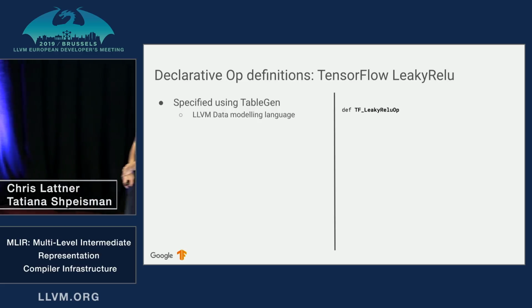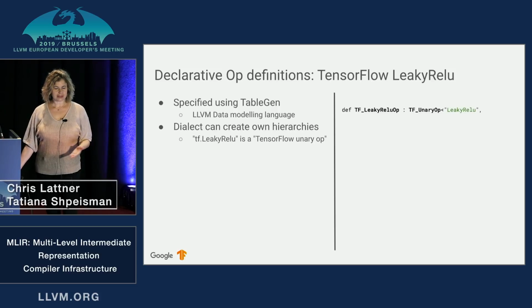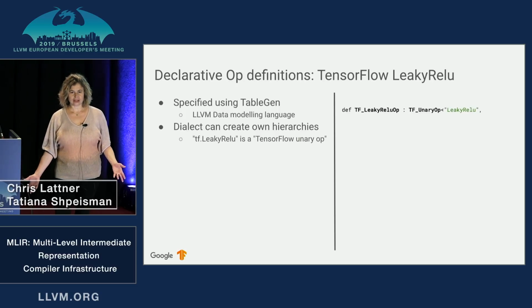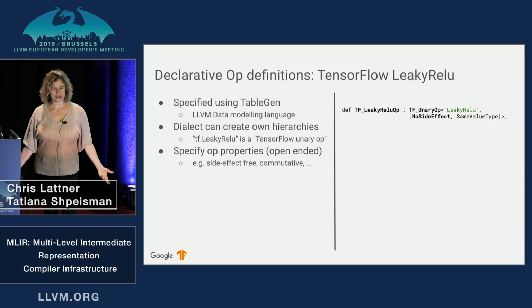Okay, so back to the operations. We don't really want to write them all in C++. If you wonder why, last time I looked at TensorFlow, it had more than 900 operations. So we want to make it easy to define new operations, and we do it using TableGen. So we can specify an operation. Classes of operations can have their own hierarchy, so that we say this is a unary operation, then it's easy to define the rest of the unary operations.